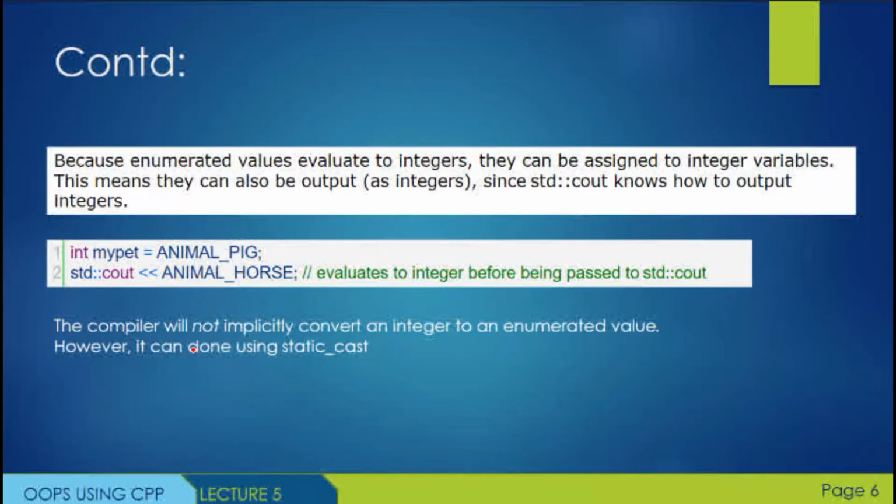The compiler will not implicitly convert an integer to an enumerated value. However, it can be done using static casting. Let's move on.